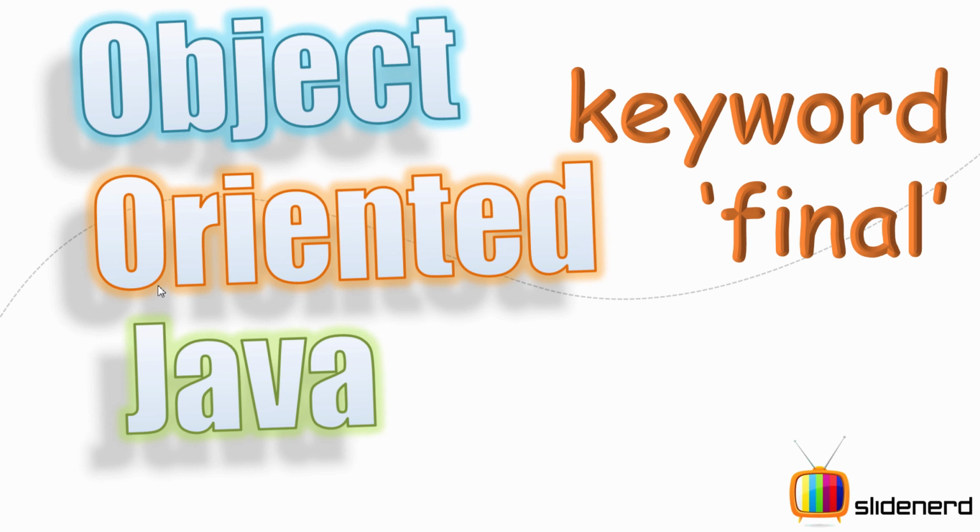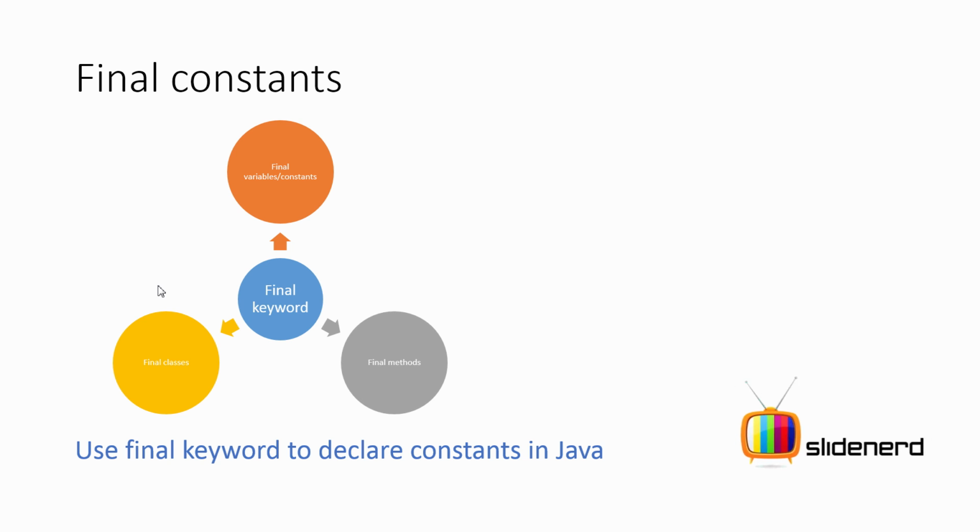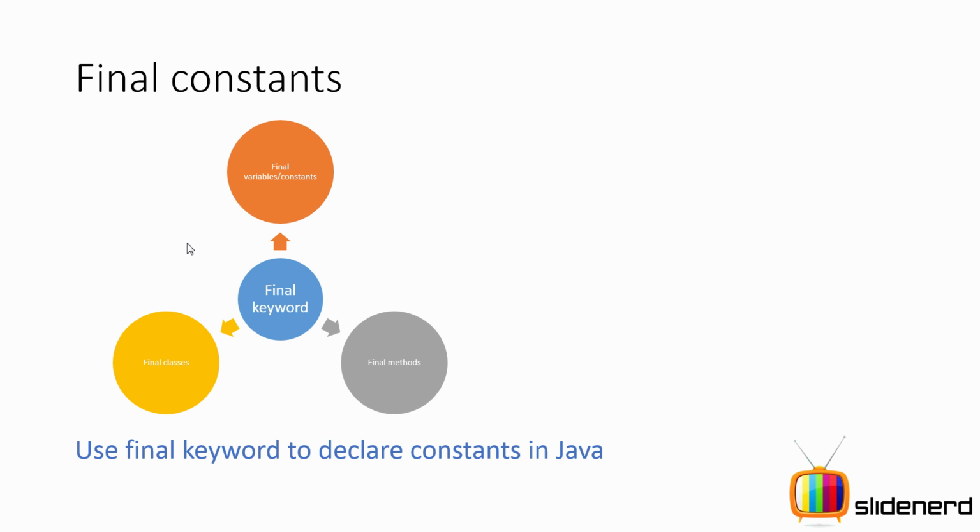Today, I'm going to talk about the keyword final in Java. The final keyword is used in three situations in Java. One, to declare variables or constants. Two, to make final methods. And three, to make final classes. Now let's take a look at what final does in each of these situations: variables, methods, and classes.